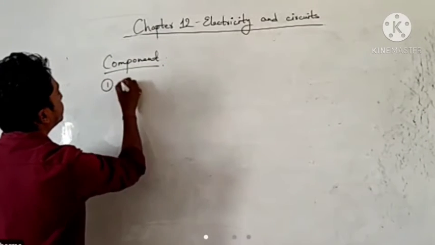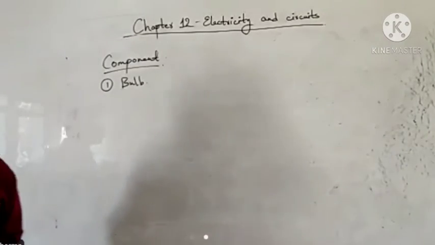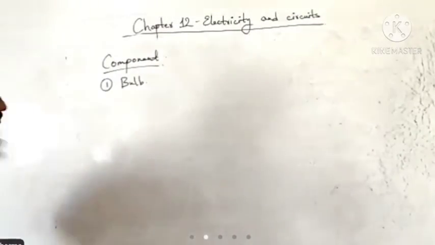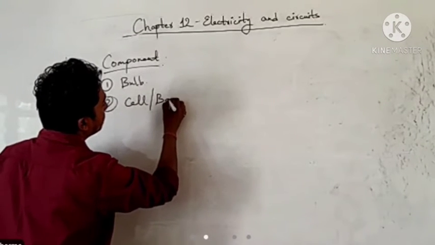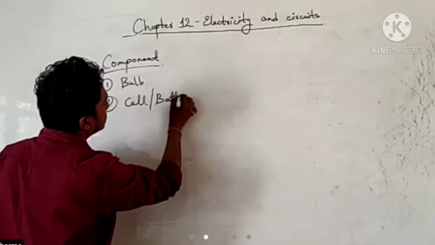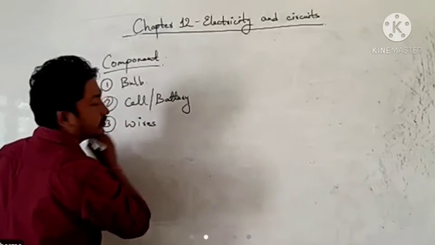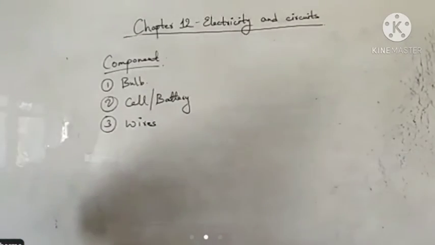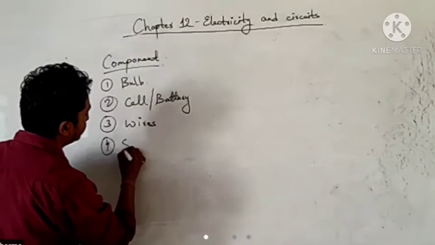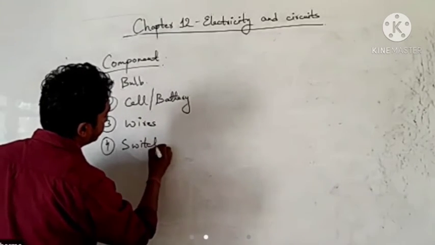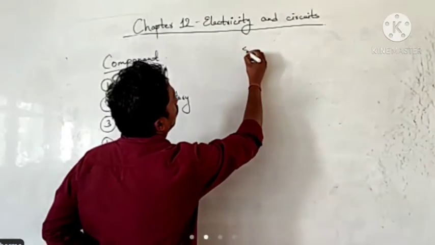Number one, bulb. So the bulb is one of the most important or major components. Then we have cell or battery. Number three, wires, you can add connecting wires. Then we have the switch. So these are the components. Now what are the symbols?